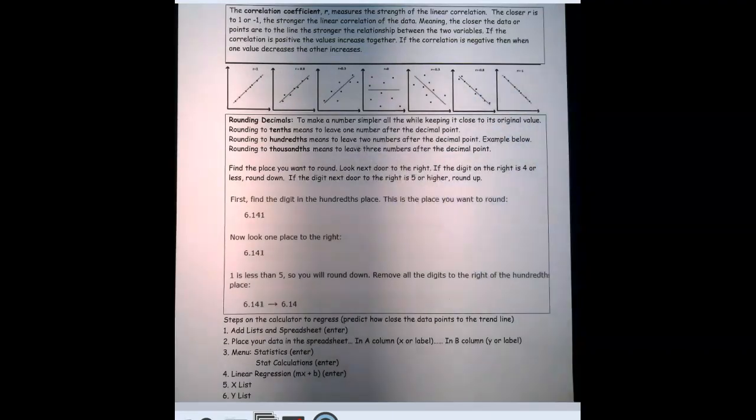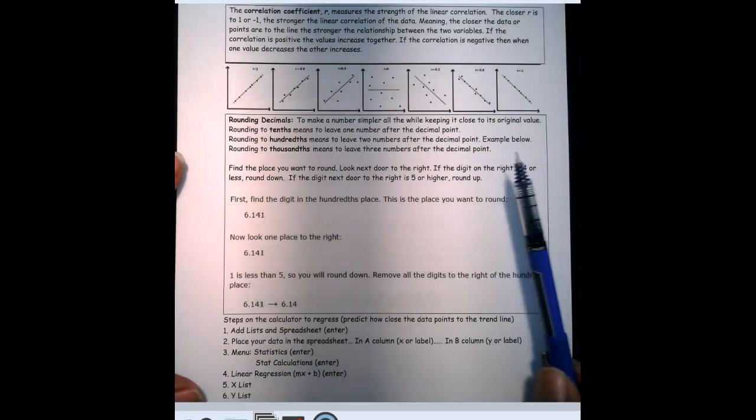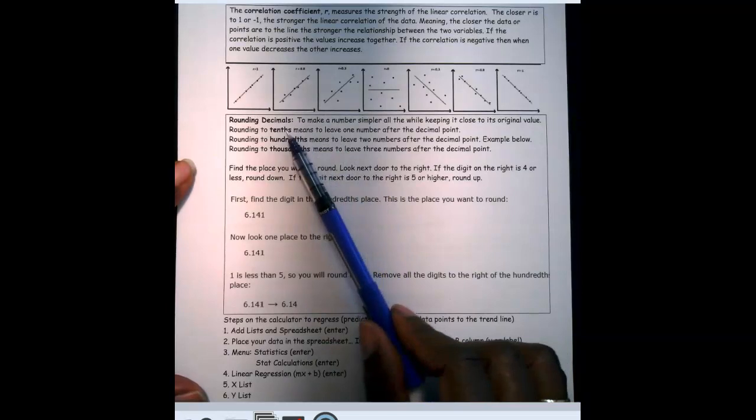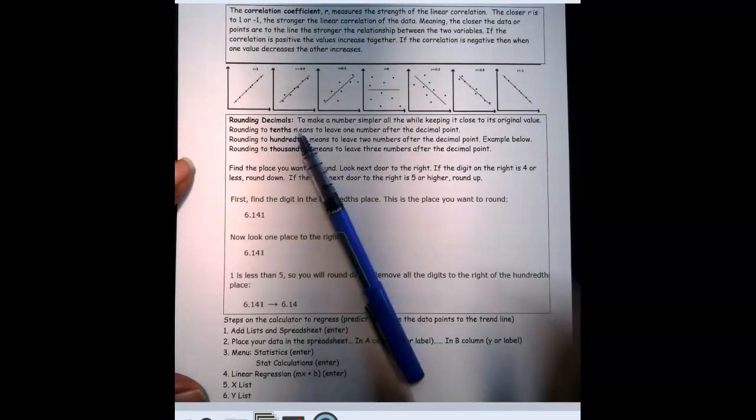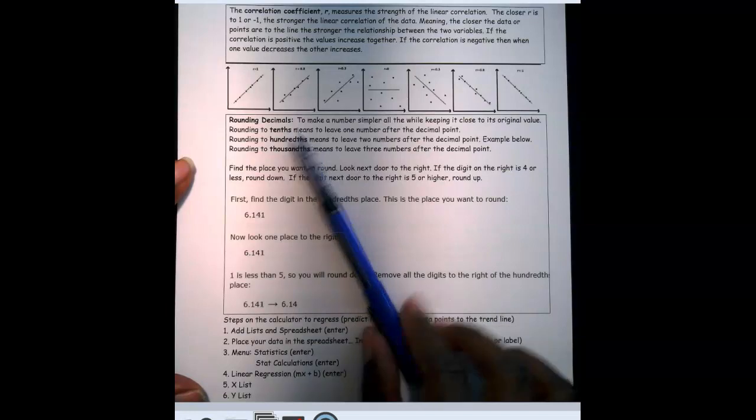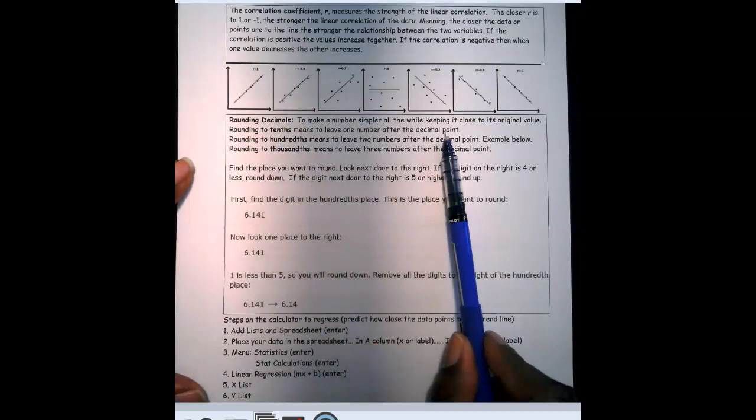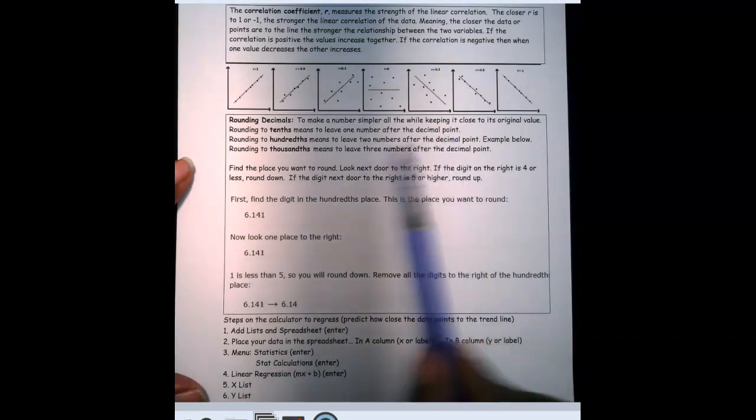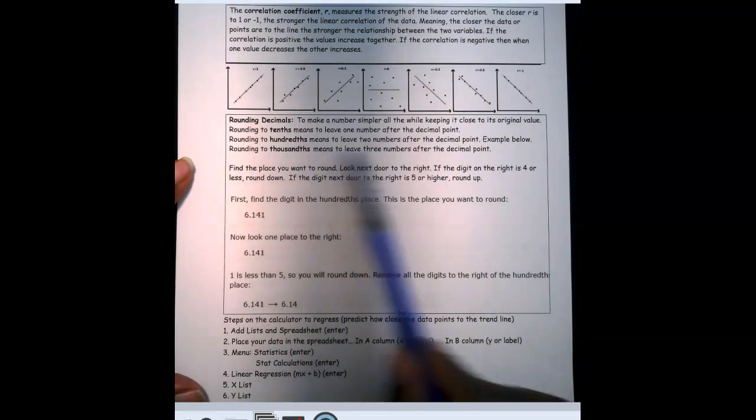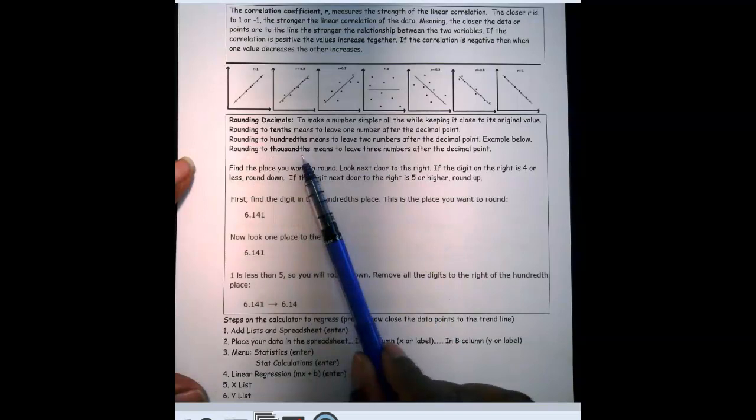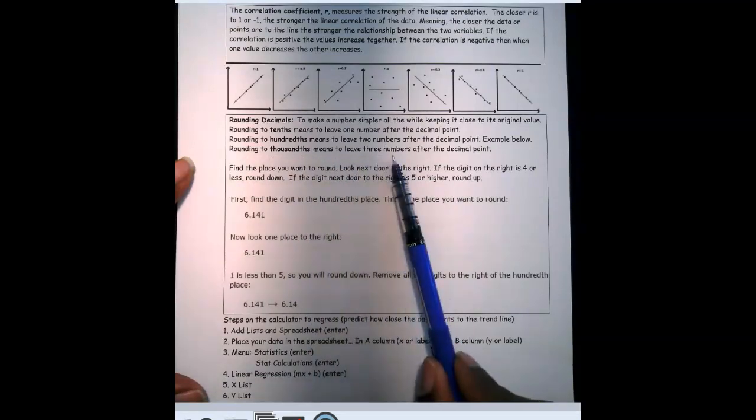Okay, so in this particular skill, you are going to need to be able to round decimals. And so I took the liberty of reminding you how to do that. So rounding decimals, all that means is we're just going to make the number simpler, and keep it closer to its original value. For rounding to the tenths, it means that you're going to leave one number after the decimal point. If we're rounding to hundredths, it means you leave 2 numbers after the decimal point. And if you're rounding to the thousandths, it means we're going to leave 3 numbers after the decimal point.